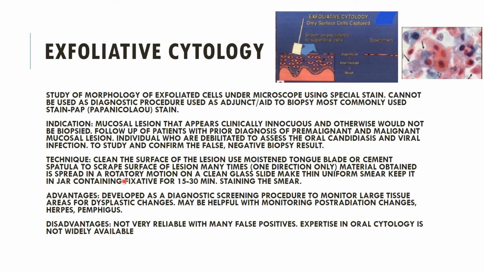Then you keep it in a jar containing a fixative to fix that material. You need to do this because otherwise the cells can die, so you fix it with alcohol for 15 to 30 minutes. Then you stain the smear with the PAP stain, and then you see it under the microscope. This is the technique for exfoliative cytology.